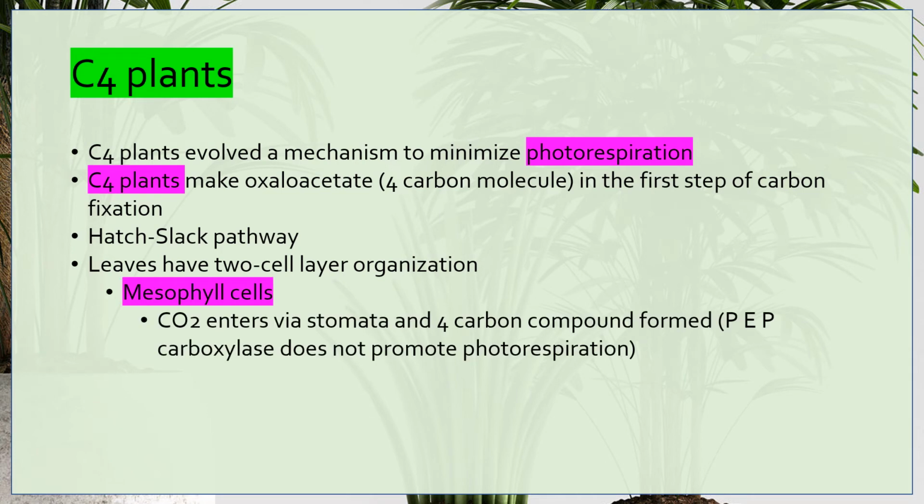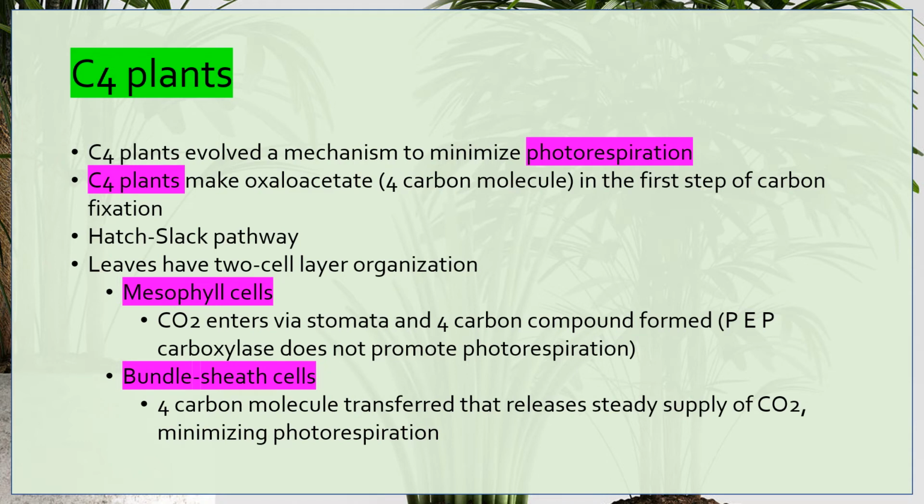In those mesophyll cells, carbon dioxide enters via the stomata, and a 4-carbon compound is formed. PEP carboxylase does not promote photorespiration. We'll see that on the next slide. And then we have this thing called a bundle sheath of cells, to which a 4-carbon molecule is transferred that releases a steady supply of carbon dioxide, minimizing the photorespiration.